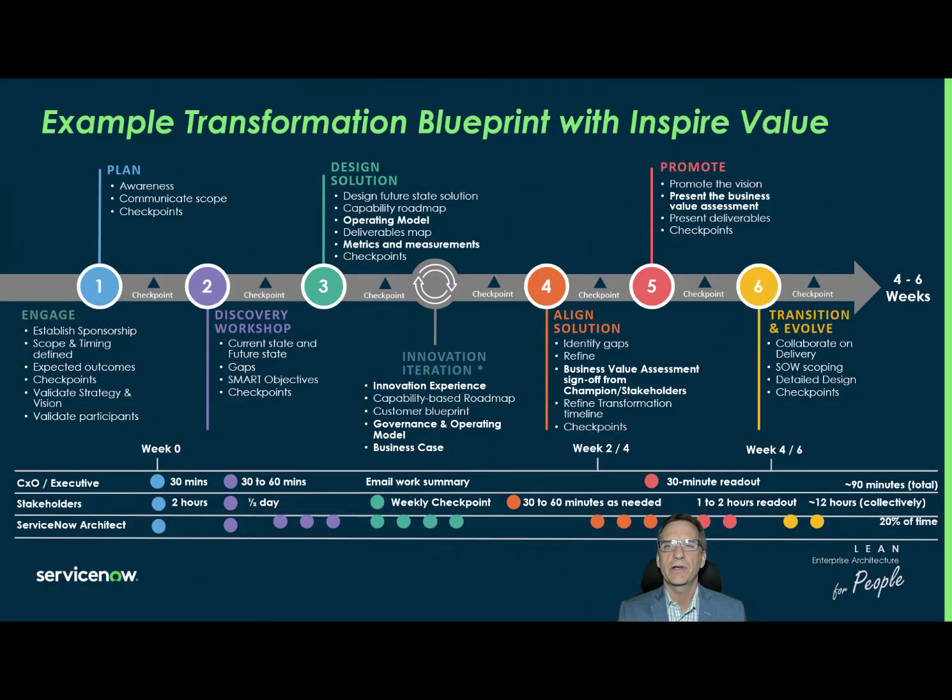Occasionally, LEAP engagements are combined with offerings from other ServiceNow teams. In this example, we still call it a transformation blueprint, but we have deliverables included from 2 other teams. You'll see a deliverable we haven't mentioned, such as business value assessment in the align and the promote phase. Those are from our Inspire Value team. It's not uncommon for enterprise architects to incorporate supporting deliverables from 1 or more teams in order to help organizations understand and realize the value from the platform.